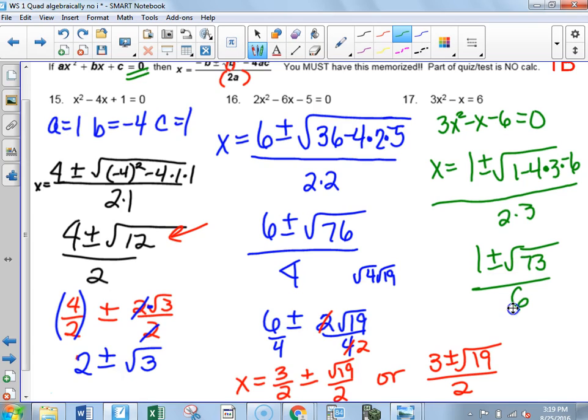73 over 6. Is there any reason to separate that one? You could, but it isn't going to reduce, right? If you wrote 1/6 plus or minus square root of 73 over 6, it's all good. 73 is prime, yes? Not going to factor or reduce. All right.